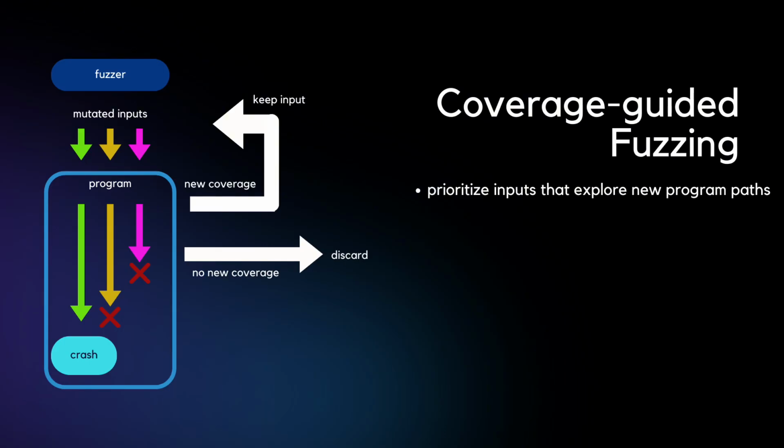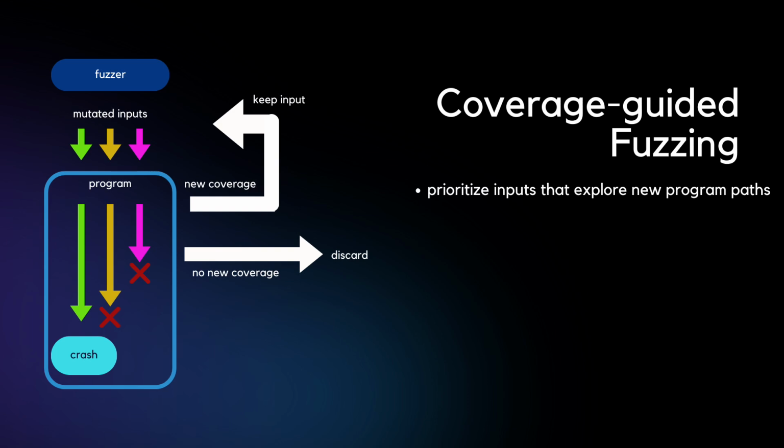First, we'll discuss coverage-guided fuzzing. Coverage-guided fuzzing improves basic fuzzing by adding feedback from the program execution. Instead of keeping every generated input, the fuzzer measures code coverage, which refers to which parts of the program were executed. If an input causes the program to execute a new path that hasn't been seen before, that input is saved and used as the basis for generating more mutations.